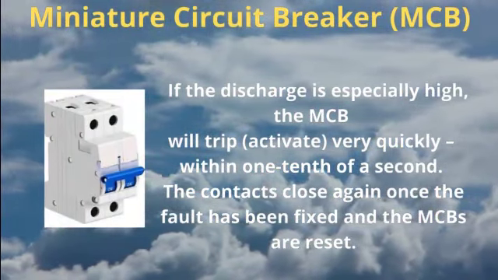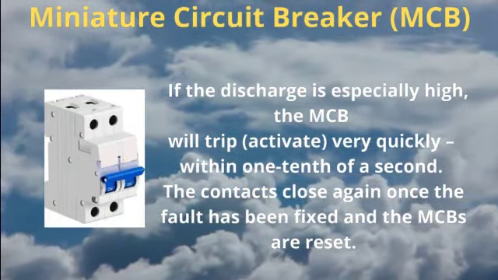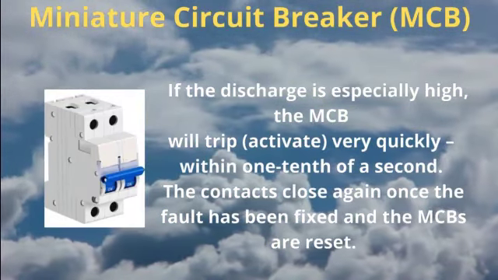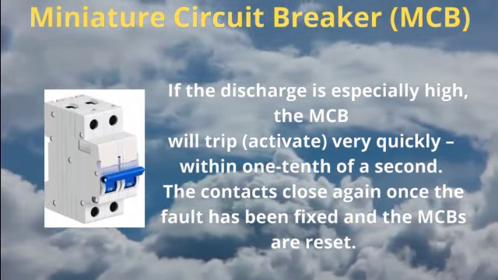If the discharge is especially high, the MCB will trip very quickly, within 1/10 of a second. The contacts close again once the fault has been fixed and the MCB is reset.